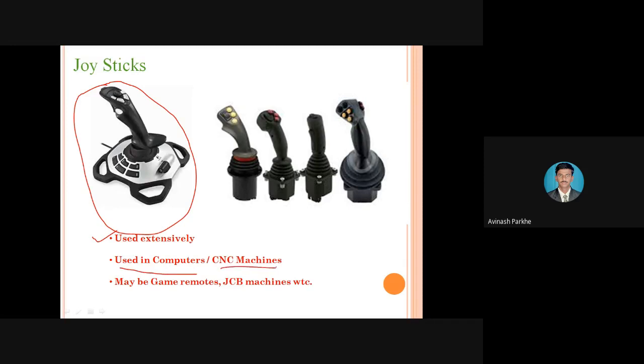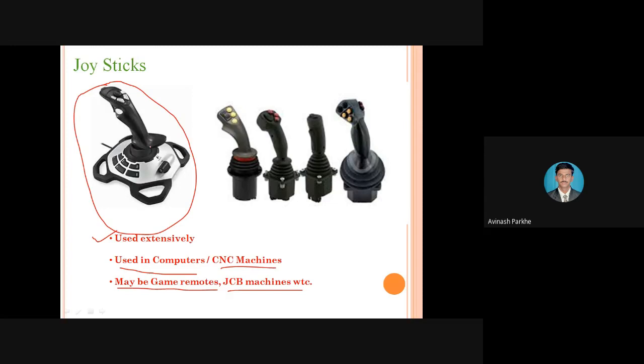Just now I have discussed: wherever we are operating any type of machine by using computers, or whenever small children are playing games on computers, or wherever CNC machines, VMC machines, and material handling devices like JCBs and tractors are there, in all such devices these joysticks are to be provided. Then the game remote, which I just explained, and the JCB machines, because without a joystick it is not possible to operate the hydraulic components.